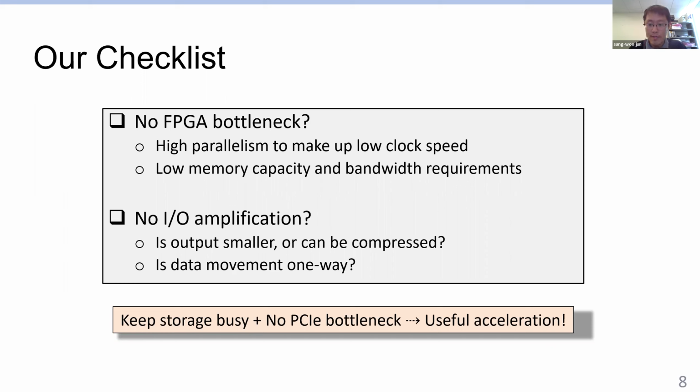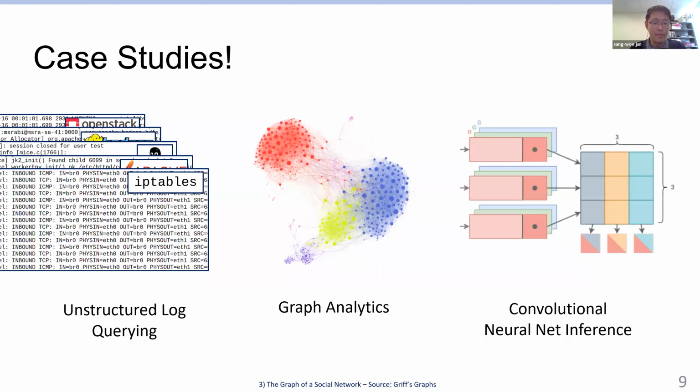So for the majority of this talk from now on, I hope to go into case studies of how this checklist was applied to some of the more prominent applications that we dealt with, and how they prompted changes in algorithms and accelerators for the applications that we cared about. I have three case studies ready in this talk: unstructured log querying, graph analytics, and convolutional neural network inference. Incidentally, from the abstract for the next talk that I saw on the website just now, I have a feeling that we're probably going to be talking about similar things.